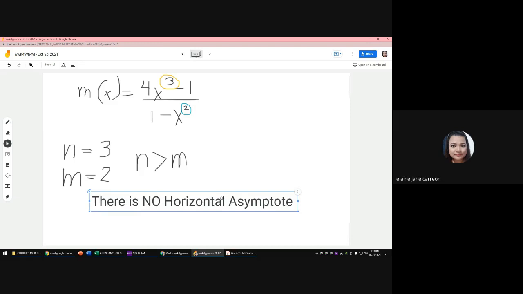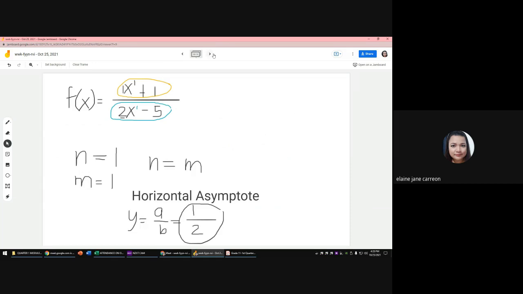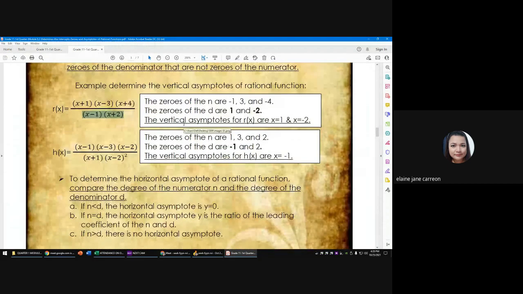Okay. So, there is no horizontal asymptote kasi greater than si n kay m. Ito yon sa third condition. Okay? So, ganun i-determine kung ano ang magiging horizontal asymptote ng isang function. Okay. Now, let's move on with the zeros. Sagutin muna natin yung zeros. So, let's have another example.